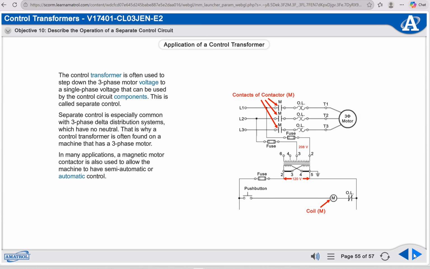In many applications, a magnetic motor contactor is also used to allow the machine to have semi-automatic or automatic control. The coil of the magnetic contactor is usually designed to operate on either a DC voltage or, in most cases, single-phase AC voltage.